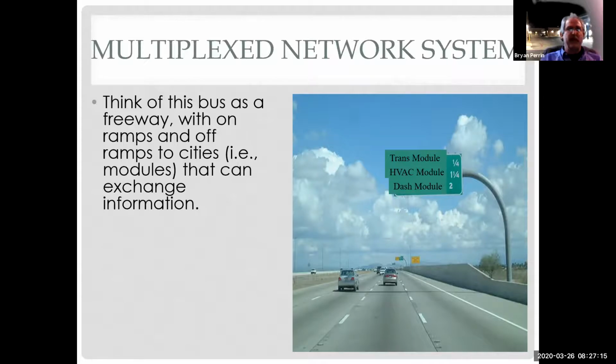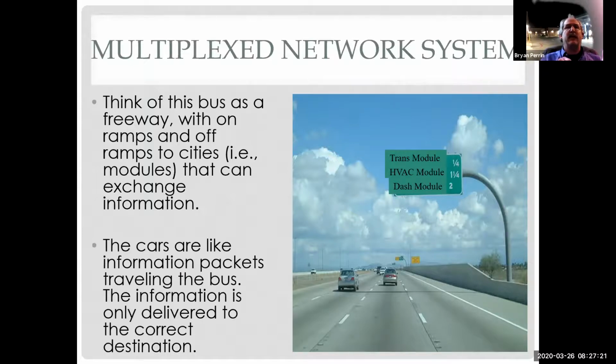So the information, and we're using the example of cars here, is actually transmitted in packets. So the cars are like information packets. Now, packet technology is a bundle of information. It was originally used in ham radio, or amateur radio, and we would send packet data to convey a large piece of information.